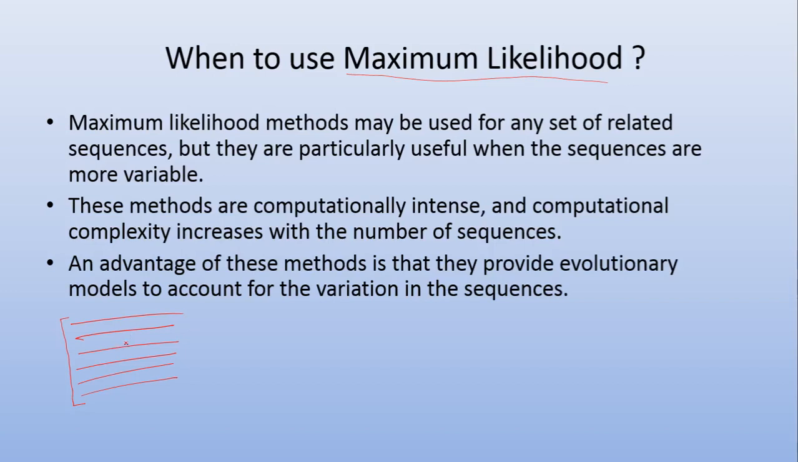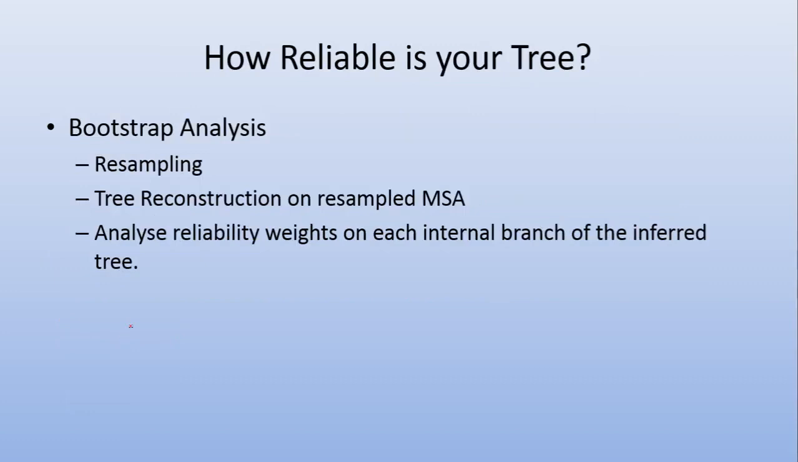So this is how you select an appropriate method for tree reconstruction. Now let us start discussing the case where you have created a tree from your multiple sequence alignment by whatever method, by maximum parsimony or maximum likelihood, or you might have used a distance based method. Then you might ask yourself, is my tree really reliable, or how can I decide if the tree that I have generated is reliable or not?